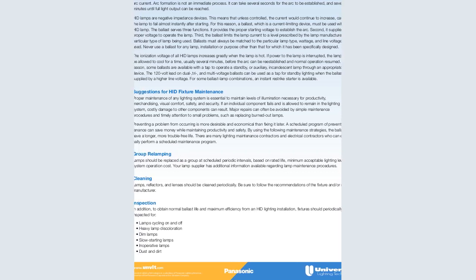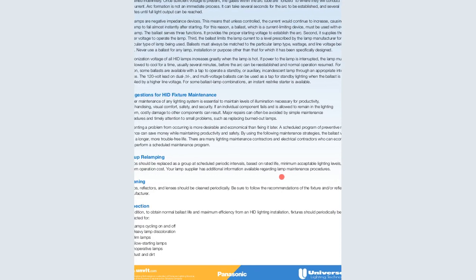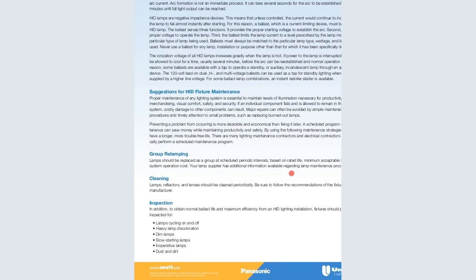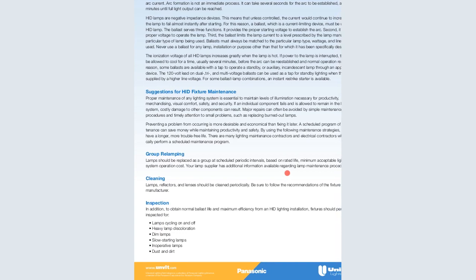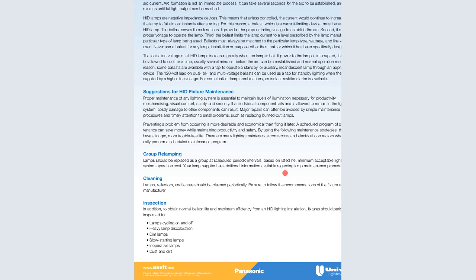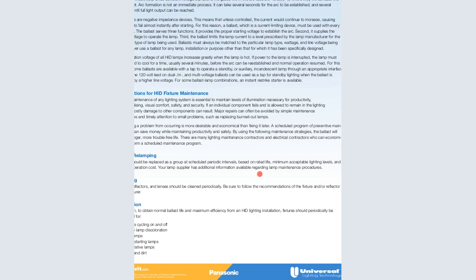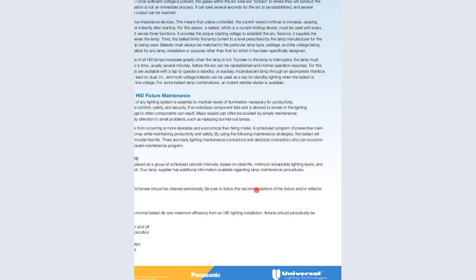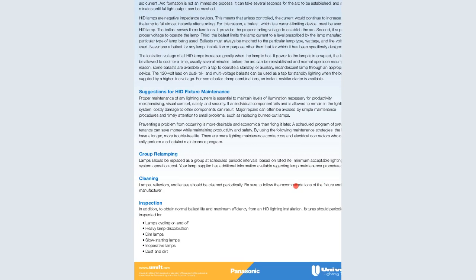Major repairs can often be avoided by simple maintenance procedures and timely attention to small problems such as replacing burnt out lamps. Preventing a problem from occurring is more desirable and economical than fixing it later. It is obvious that preventing the problem from recurring is far more important than fixing it later or buying a new thing, because that is more costly. By using the following maintenance strategies, the ballast will have a longer and more trouble-free life.